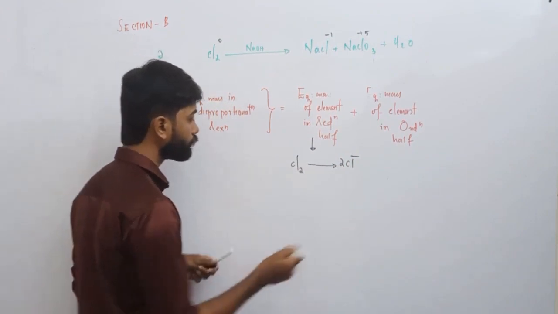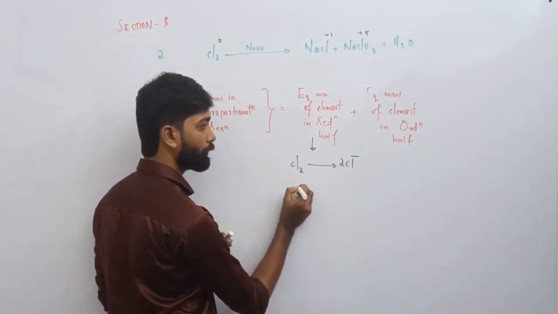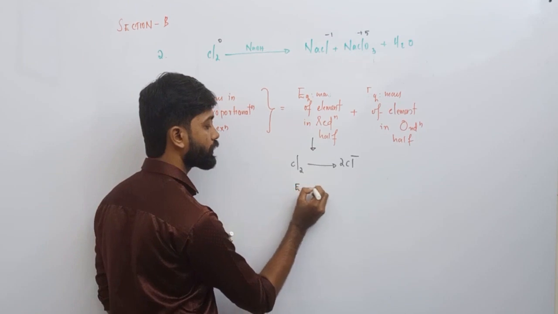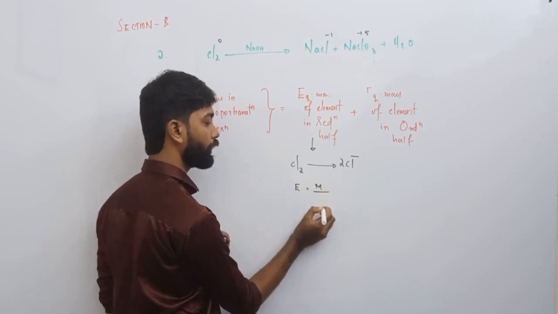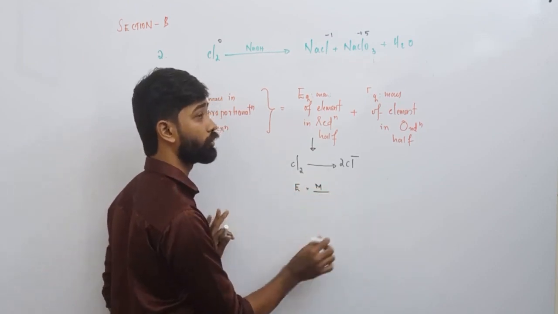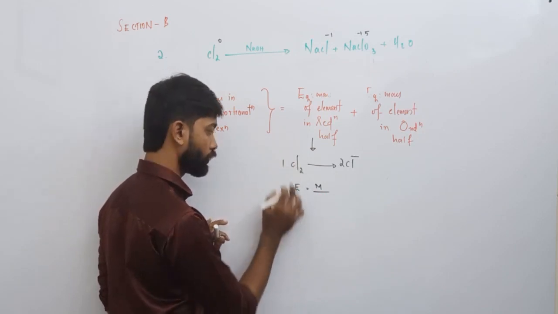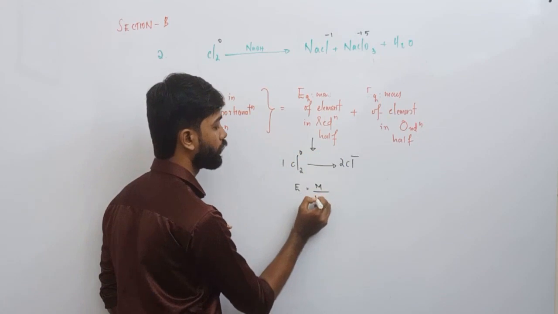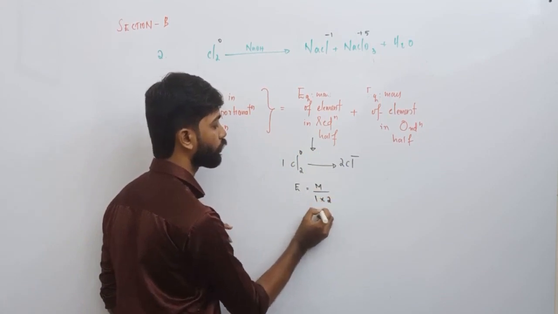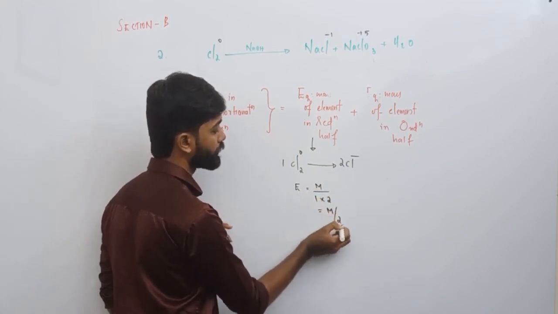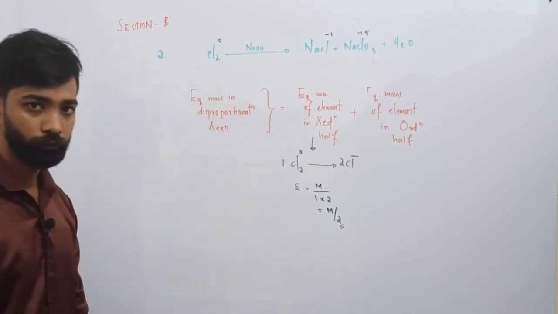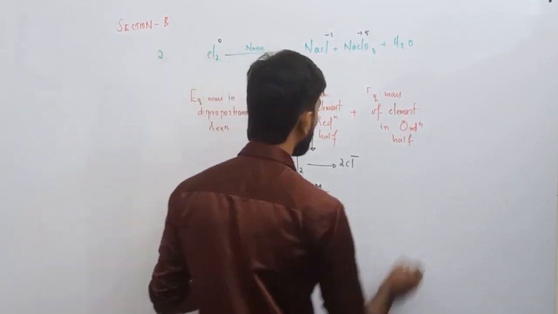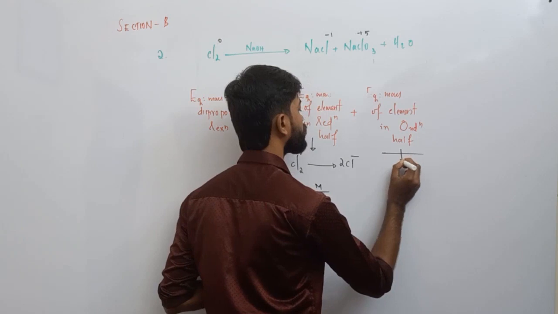And how can you find the equivalent mass? Equivalent mass is equal to molar mass divided by the total number of electrons changed per mole. So this is 1 mole of chlorine. The change from 0 to -1, times the number of chlorine, which is 2. So the equivalent mass in this reduction half is M by 2. What about the equivalent mass in the oxidation half?